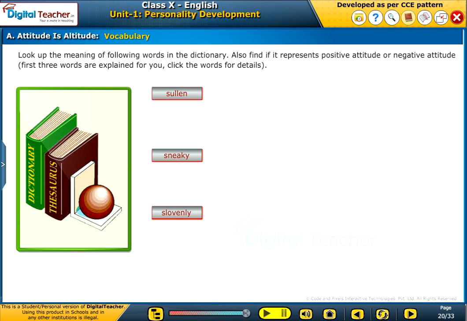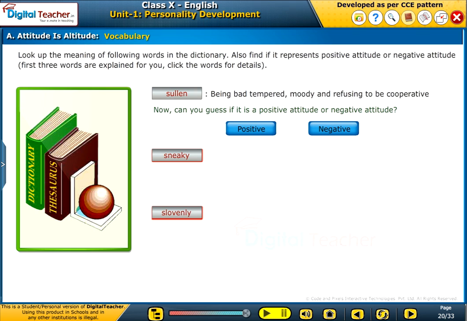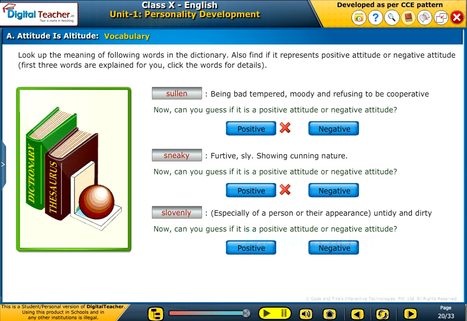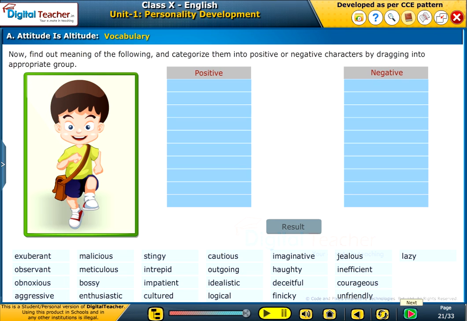Look up the meaning of the following words in the dictionary. Also, find if each represents a positive attitude or a negative attitude. The first three words are explained for you. Click the words for details. Now, find out the meaning of the following words and categorize them into positive or negative characters by dragging into the appropriate group.